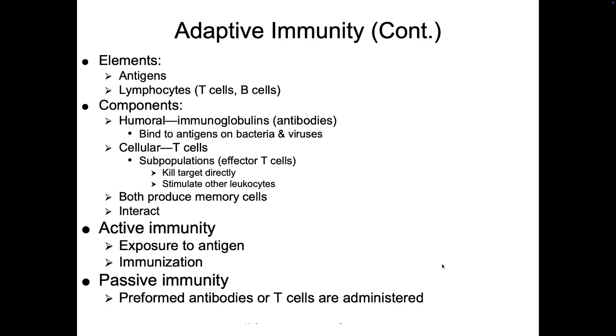Okay, T lymphocytes come in a variety of classes: helper Ts, memory Ts, suppressor Ts, and cytotoxic Ts. And then B cells, which become plasma cells that produce antibody. The components are humoral immunity, which utilizes antibody to bind to and clear antigens, and cellular immunity, which uses cytotoxic T cells to destroy infected cells and tissues that present foreign antigen on their surface. Both produce memory and they interact with each other.